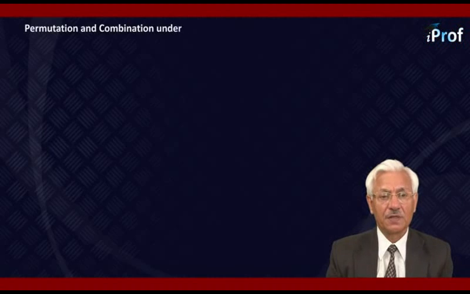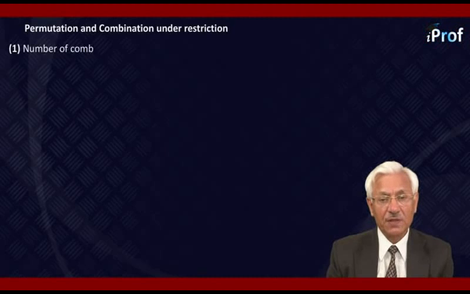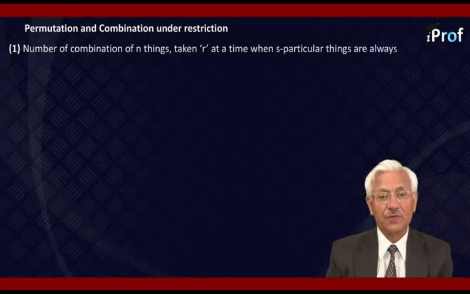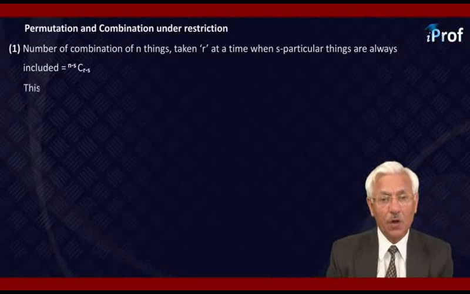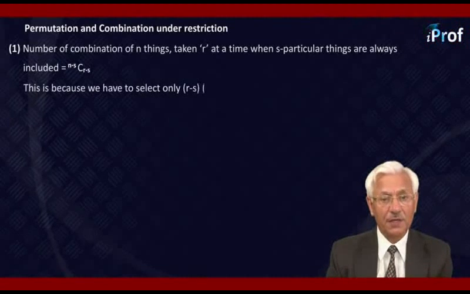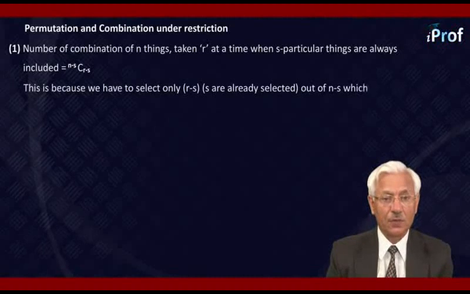Now we take up permutation and combinations under certain restrictions. Number 1. The number of combinations of n things taken r at a time when s particular things are always included is equal to n minus s C r minus s. This is because we have to select only r minus s, because s are already included, selected, out of the remaining n minus s, which can be done in n minus s C r minus s ways.